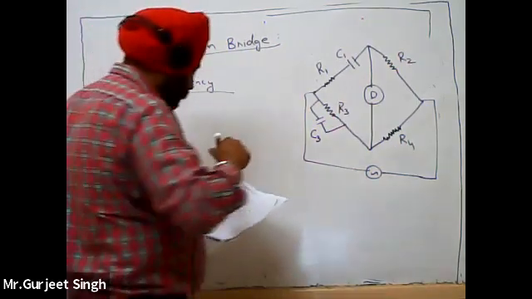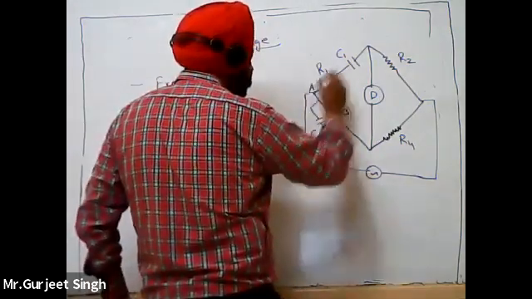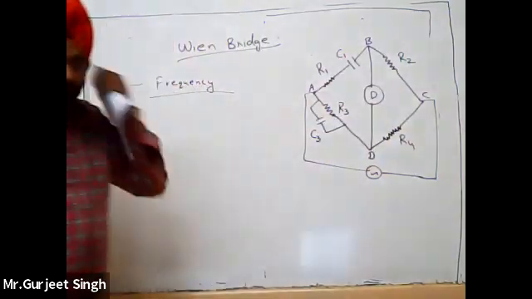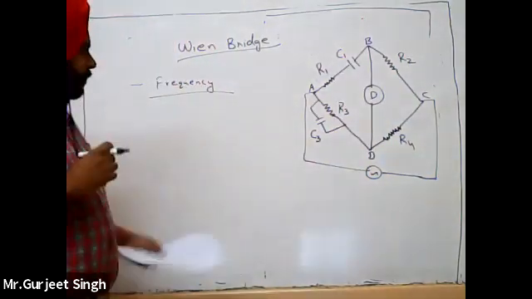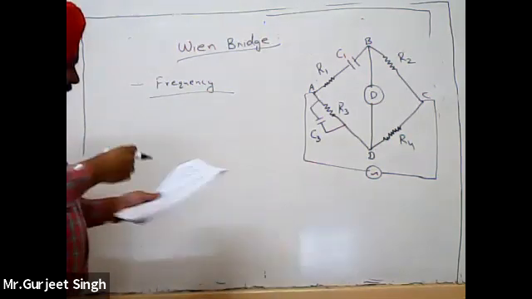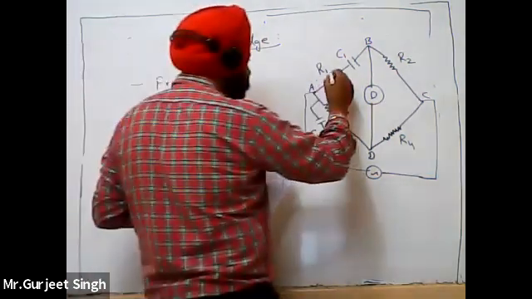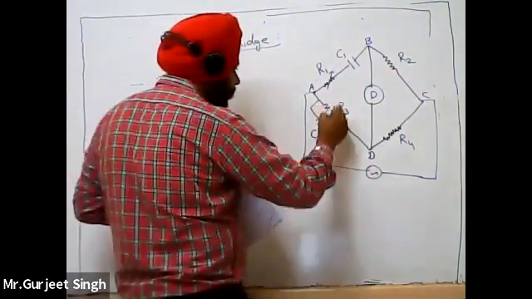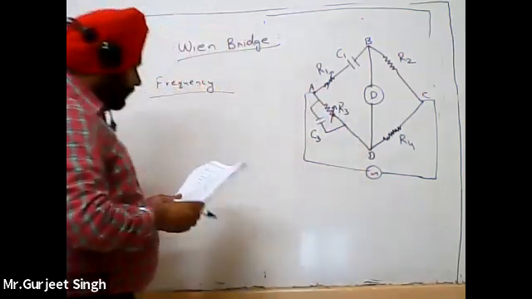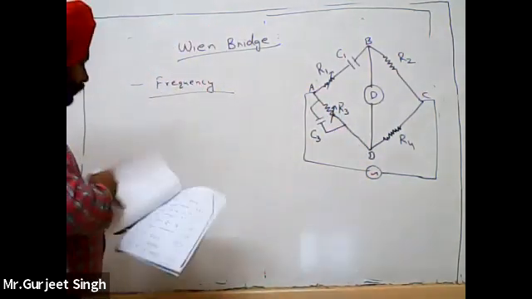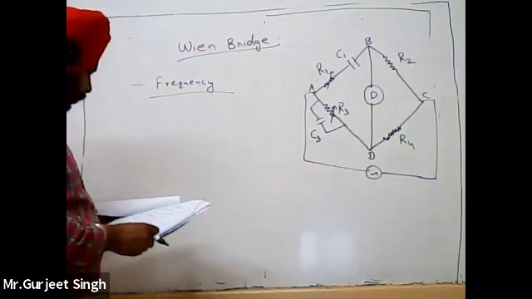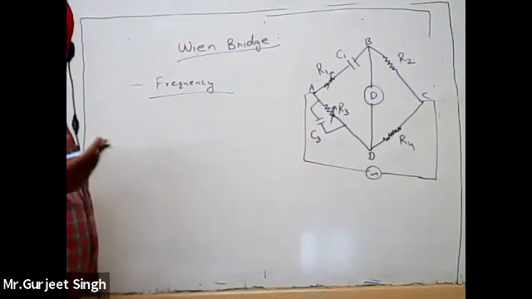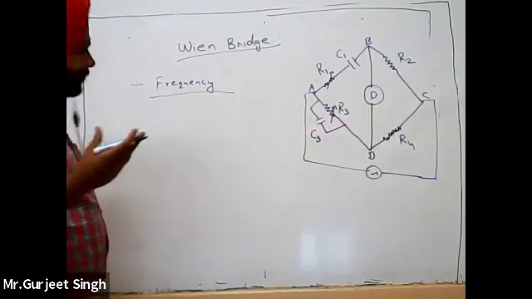Again, this bridge has four arms, A, B, C and D. R1 resistance is a variable resistance, shown with an arrow like this. R3 resistance is also a variable resistance. This bridge is basically used to find out the value of the frequency.